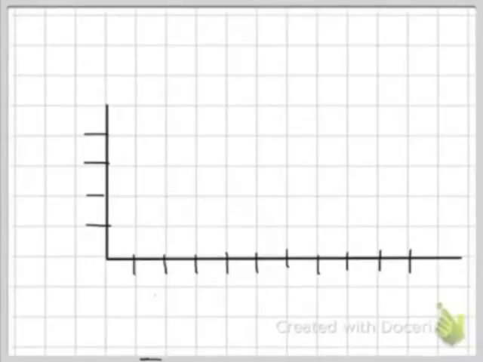So if we remember our TAILS, T, the first thing we need is our title. So what is a good title for today? George Frank distance time graph? Sure. George versus Frank.